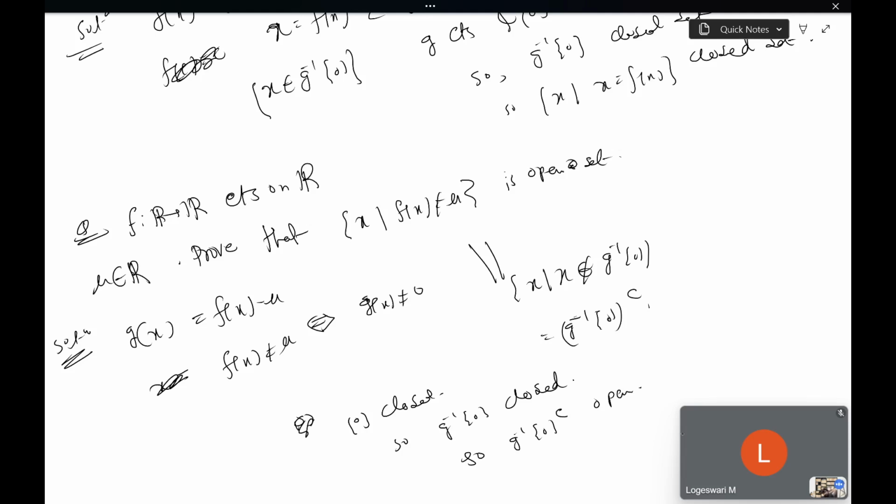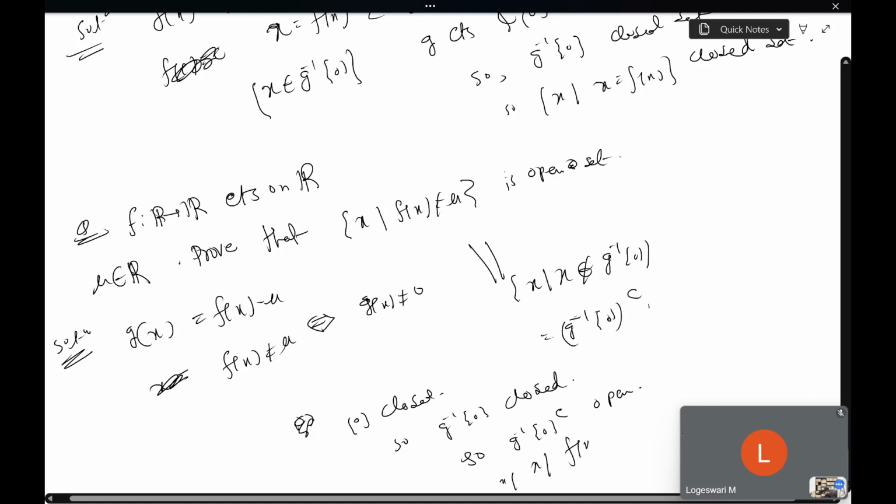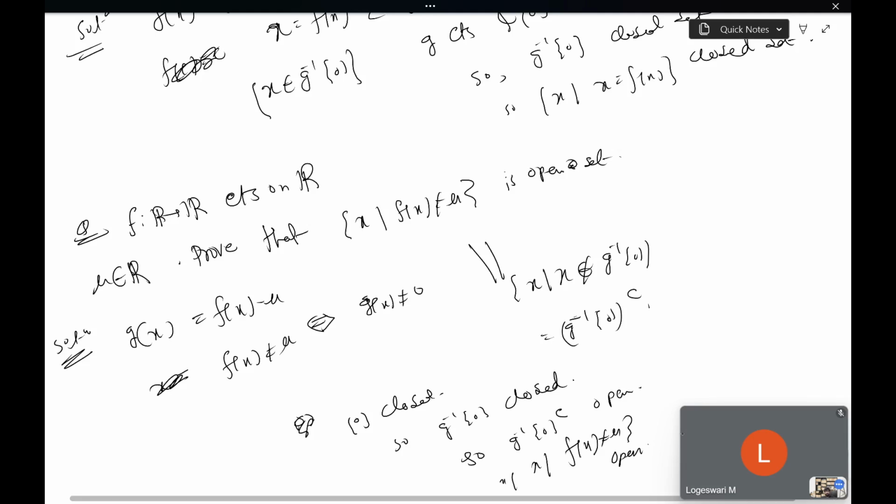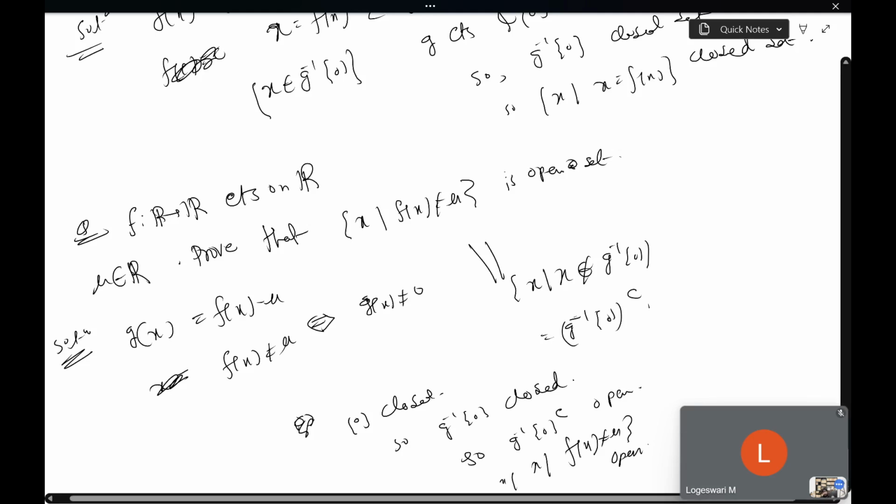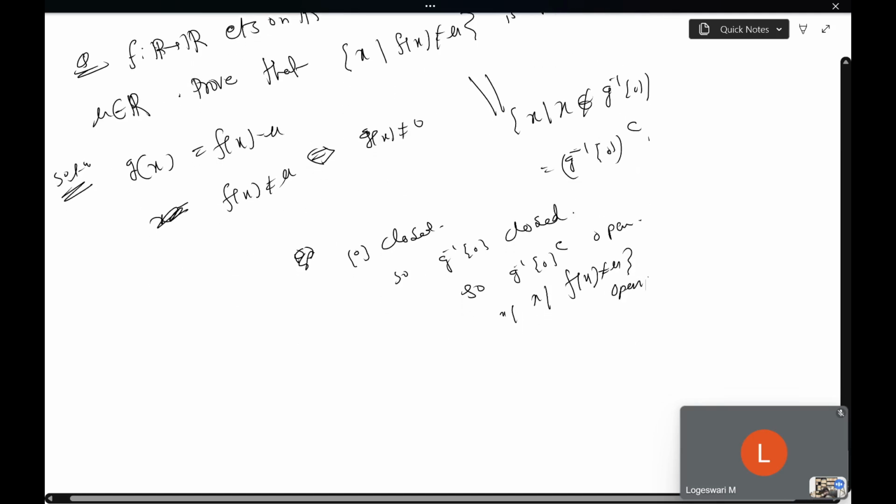So in this way you can prove it. So this implies what? This is nothing but the set of x such that f(x) not equal to mu, which is an open set. Okay. So yeah, this is one problem. So the next problem.